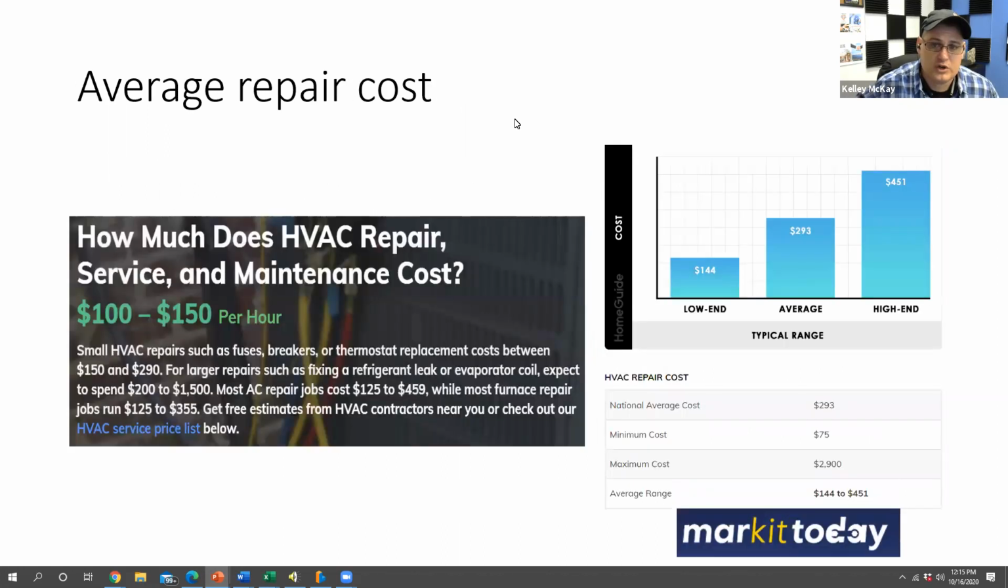So how much should a repair cost? Well, there's homeguide.com, a site for homeowners, and I just picked this off the website. For repair, service, and maintenance, they're saying $100 to $150 per hour. Well, I'm going to tell you right now, that's too low. That's going to bankrupt your business, creating the pain we talked about in the very first part of this series when you're not in fair exchange. But overall, they say the national average cost is $293 for a repair or maintenance, probably repair and service primarily.